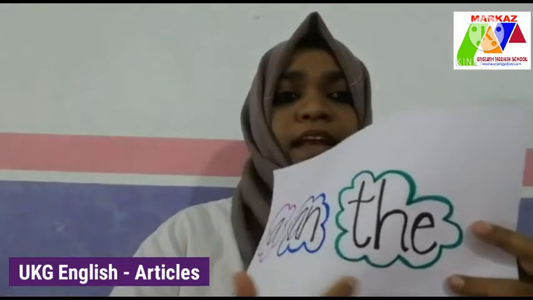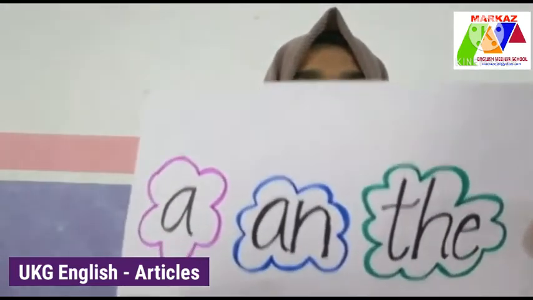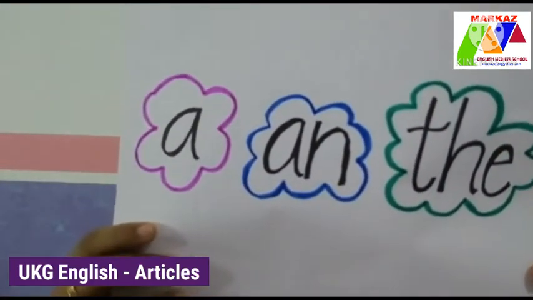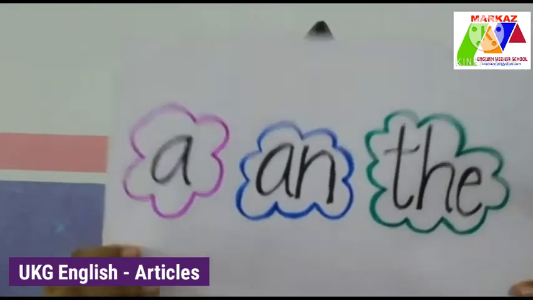A, an, the. These are our English articles. Is it clear? Yes. Then all of you take out your textbook. Take out your textbook, children.